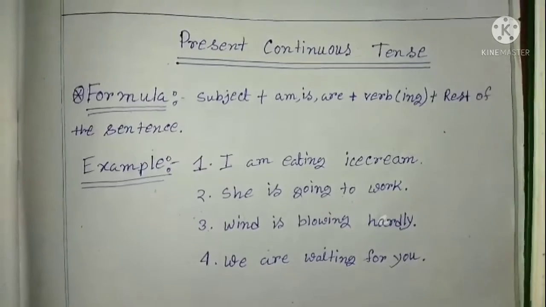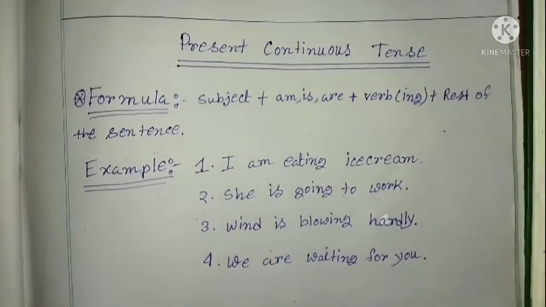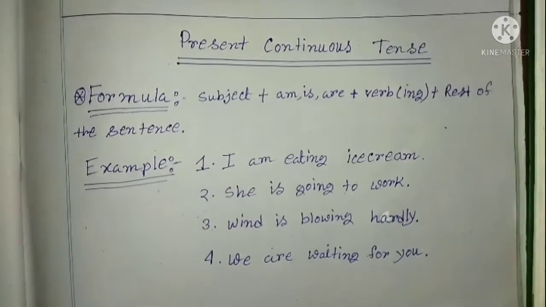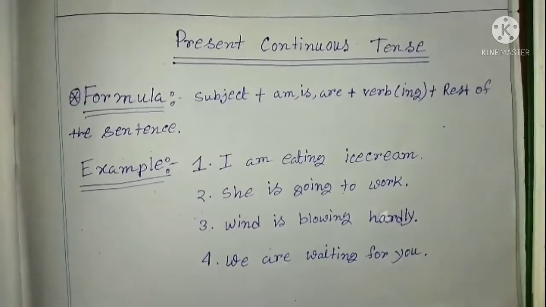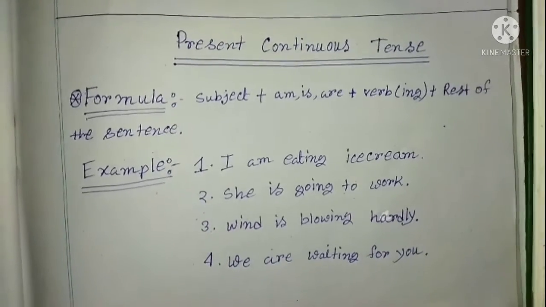Let's pay attention to the second chart. Generally, we use this tense when something is going on now and something is happening now. For instance, I am drawing, I am walking, they are playing, that kind of stuff.